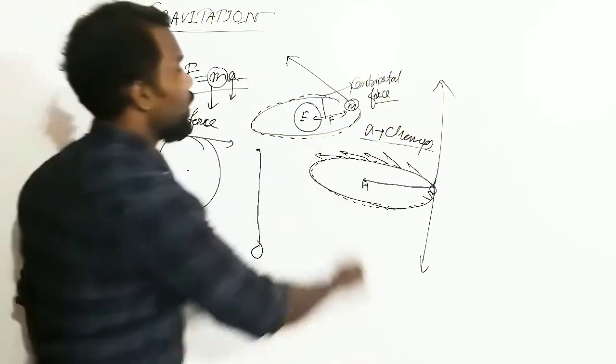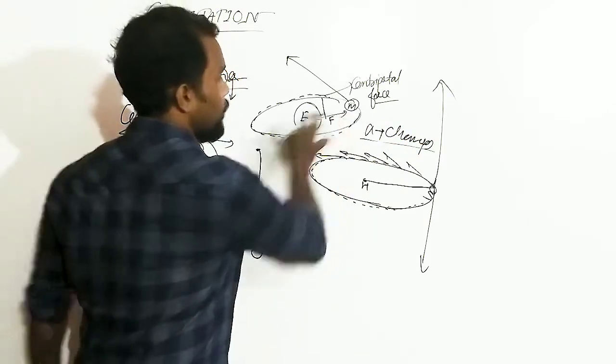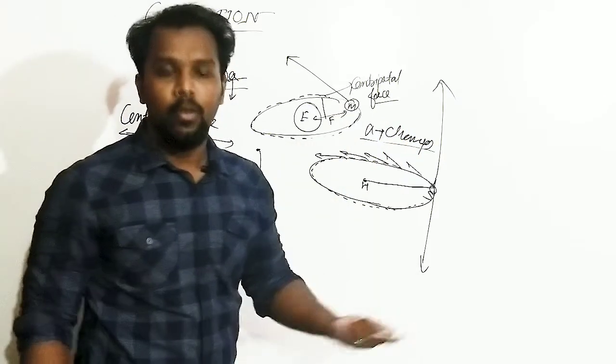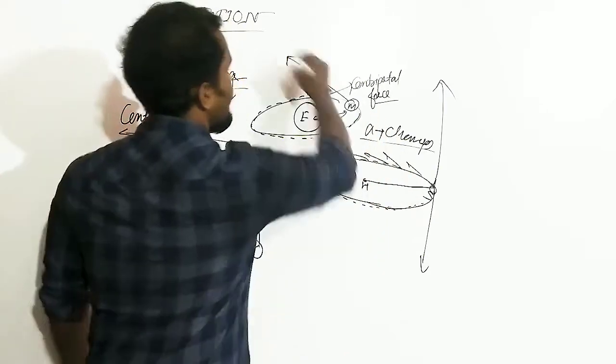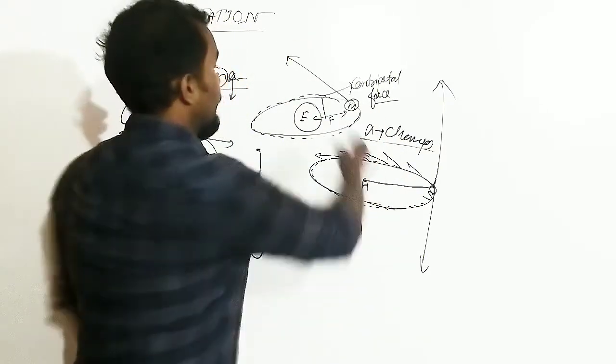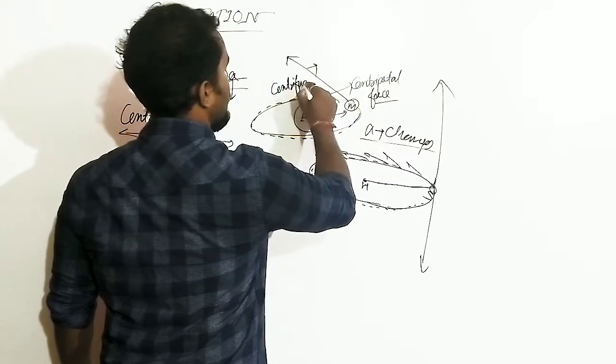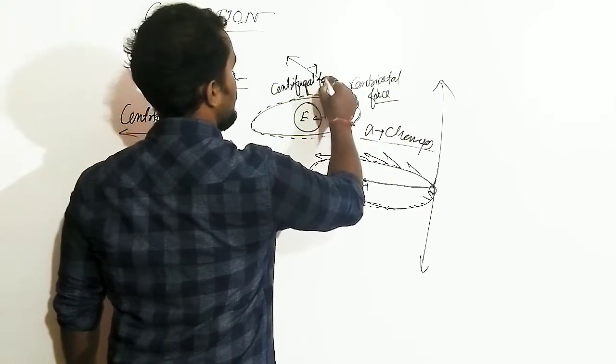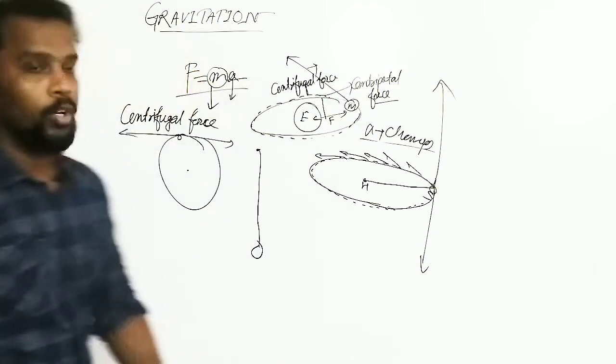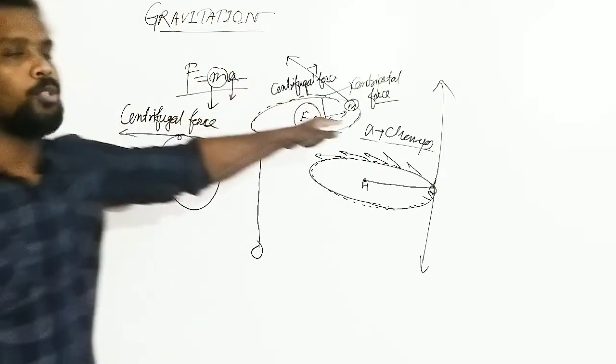That centrifugal force is completely opposite to that centripetal force. Consider that the attractive force between Earth and Moon disappeared. What is going to happen? The Moon is going to move in a straight line. In that case, centrifugal force comes into play.